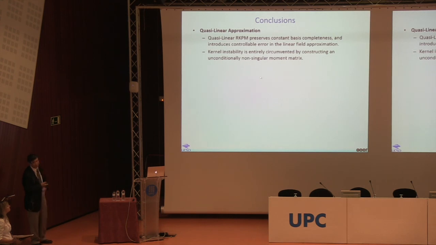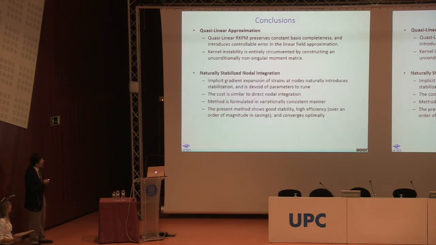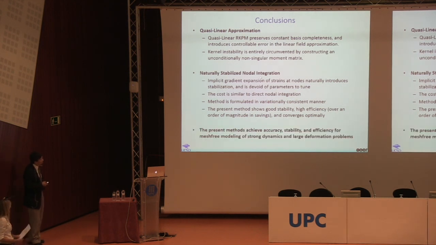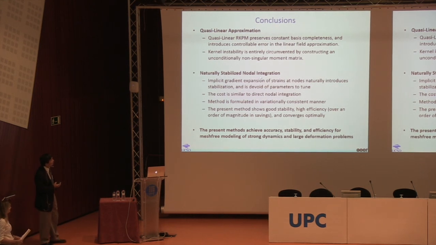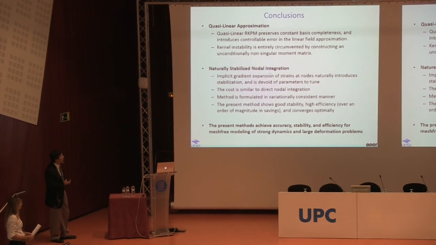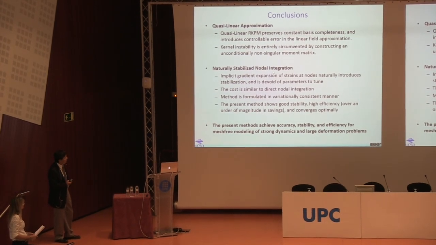So in the end, I conclude that we have introduced this quasi-linear approximation, so now I have an unconditionally stable kernel. We also introduced a naturally stabilized nodal integration to address the possible null space in this nodal integration, and it recovers the optimum rate of convergence with this variationally consistent integration. And now we'll be able to apply this type of approach to many large deformation problems with high strain rate, penetration, and blast type of problems.